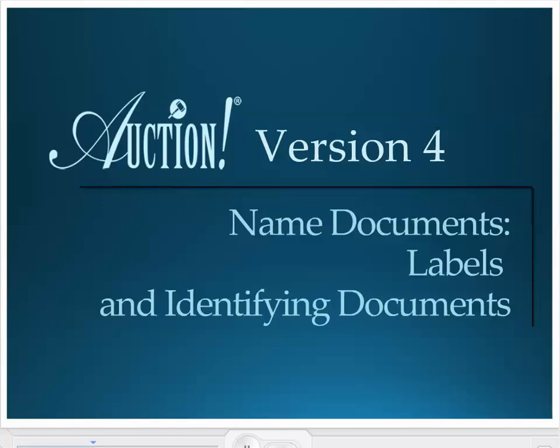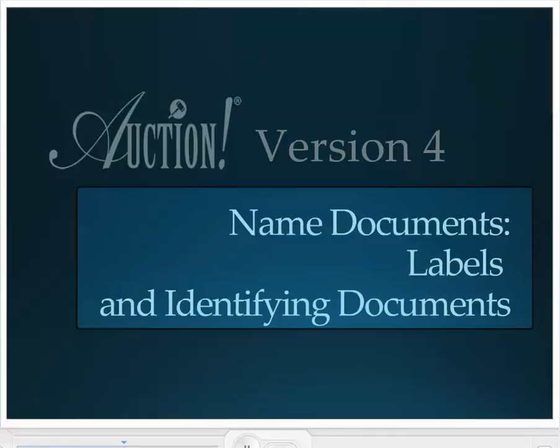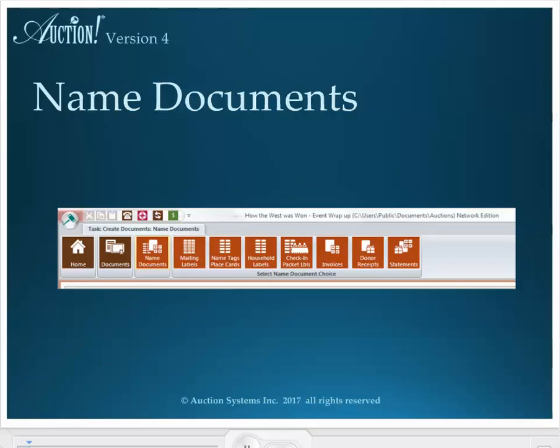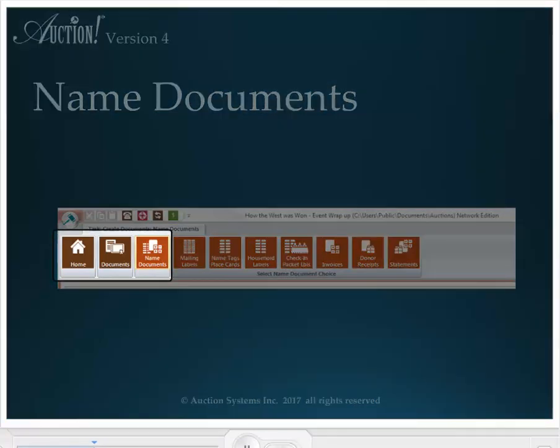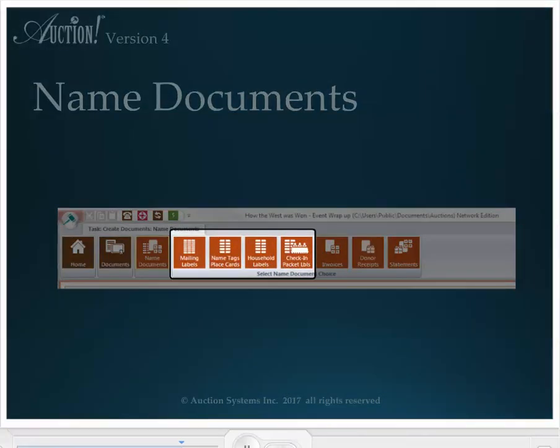In this video, in the Documents playlist, I will show you how to create mailing labels and similar identifying documents associated with your name's data. To get to the name documents, on the main home task ribbon, click Documents and then click Name Documents. The first 4 name document types are labels, which I will call identifying documents. Click on any one to get started.